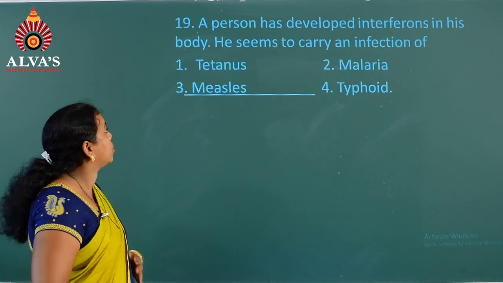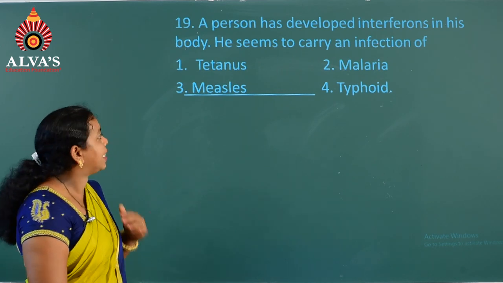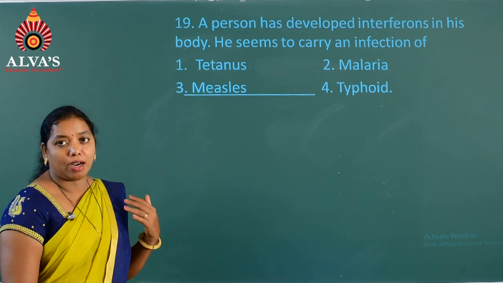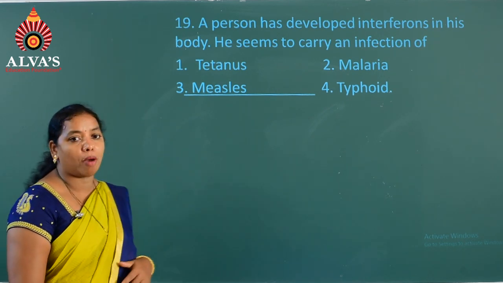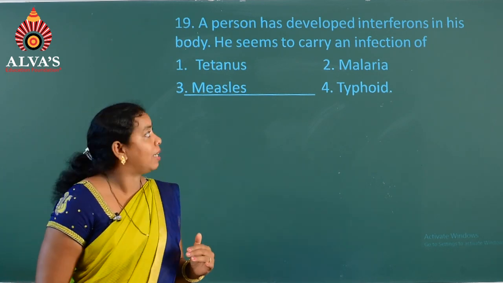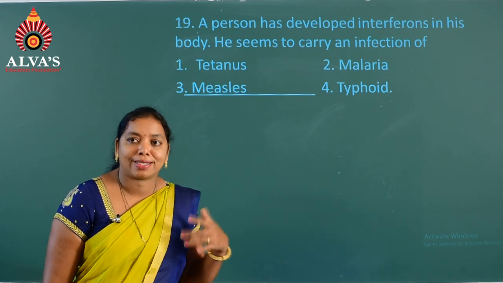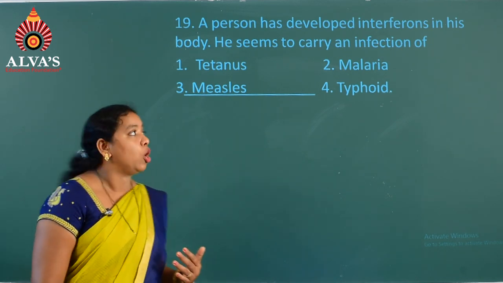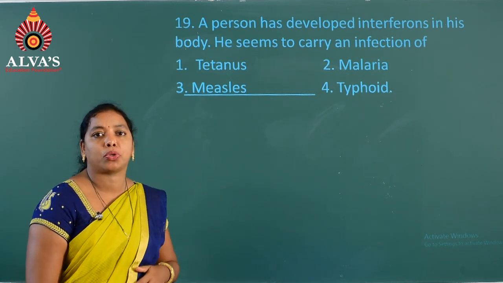We will discuss the next question, question number 19. A person has developed interferons in his body. He seems to carry an infection of: option 1 tetanus, option 2 malaria, option 3 measles, option 4 typhoid. Interferons are generally cytokine barriers which are produced only whenever there is a viral infection. So now we have to identify which is the viral disease, and based on that give the answer.